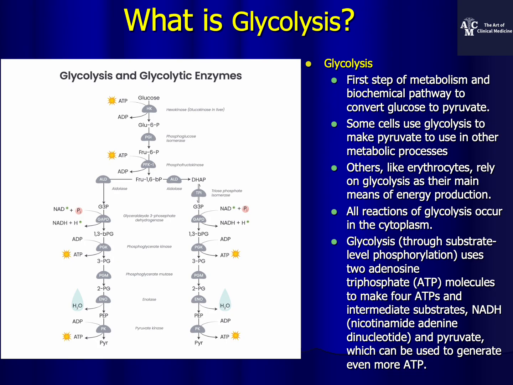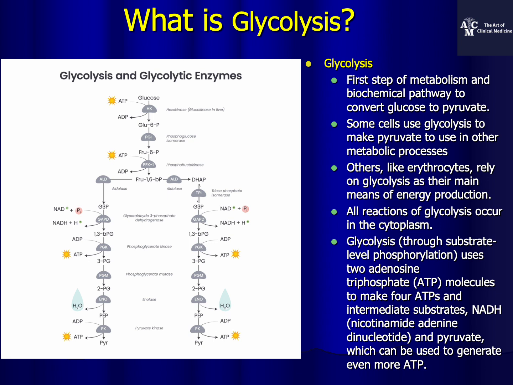So what is glycolysis exactly? This is the first step of metabolism to convert glucose to pyruvate. Most cells use this to make energy in other metabolic processes, but many cells like red blood cells can only do this to convert glucose into ATP and form energy for the cells.